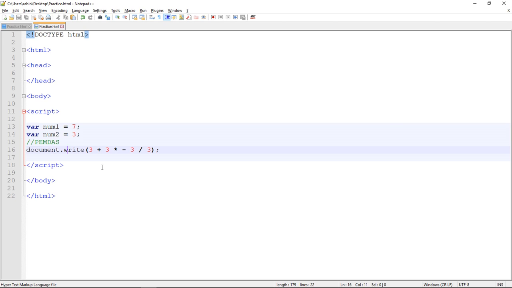Now one thing, these parentheses are part of the document.write. So they don't belong to the actual expression that we have inside. So don't get confused. This parenthesis, again, is part of the document.write function that we are using. The second order of precedence is going to be taken by anything that is an exponentiation.